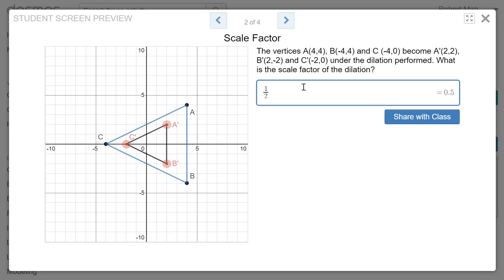And you can see this enters as a fraction, so that way you don't have to worry about the different keyboards in Desmos that we've used this year. It'll just enter as a fraction right away.